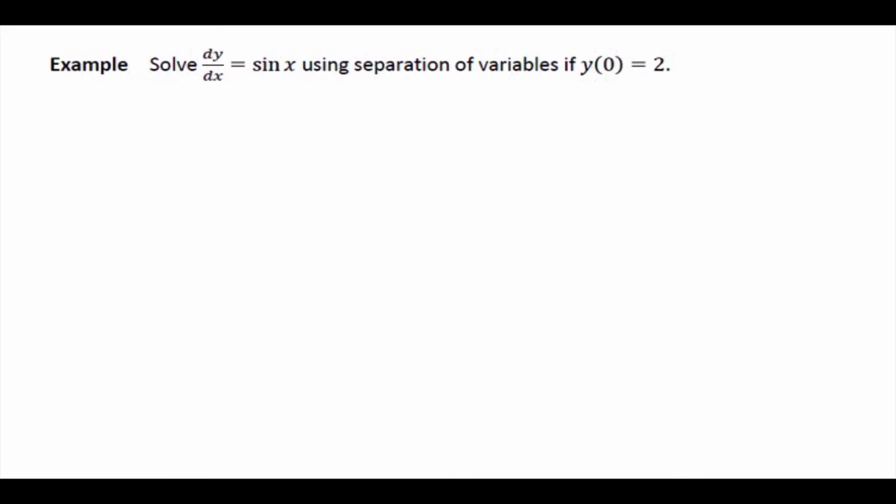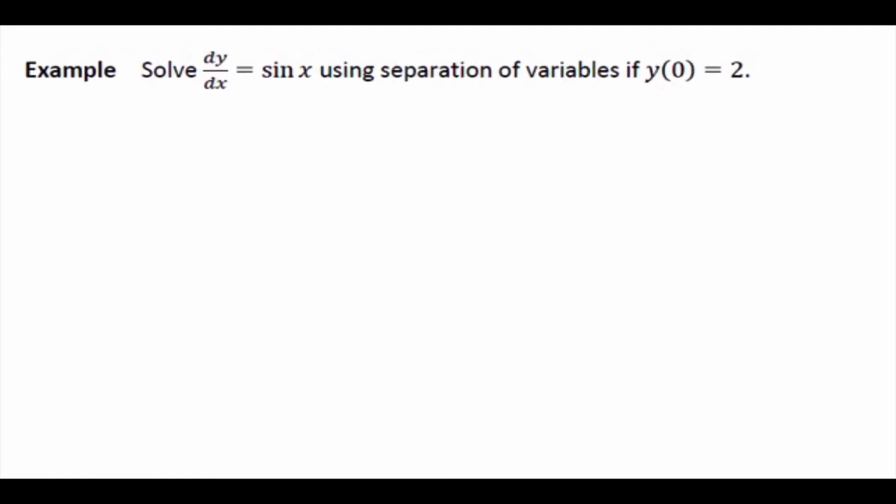We have to solve the differential equation dy over dx equals x sine of x using separation of variables, if y of 0 is 2. So this is a point on the graph, (0, 2). Okay, so the first thing is, I'm going to rewrite it: dy over dx equals sine of x. That's the derivative.